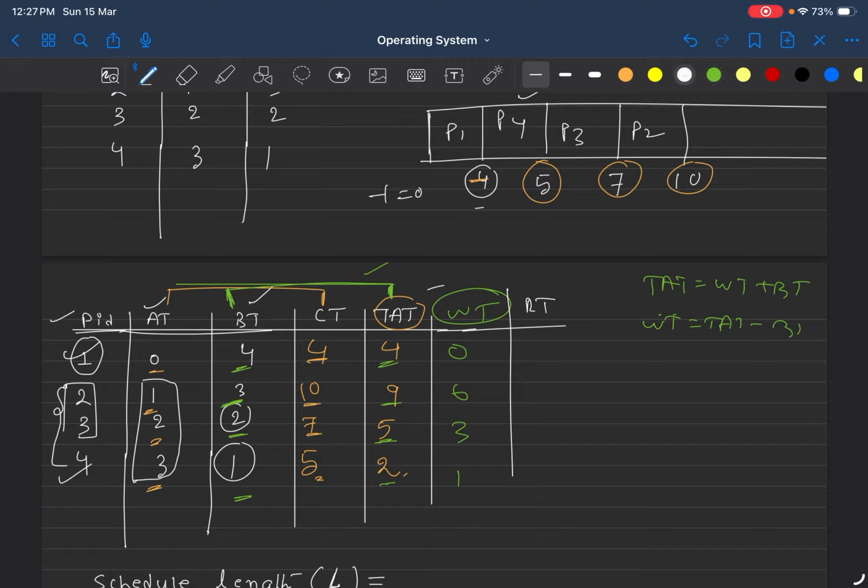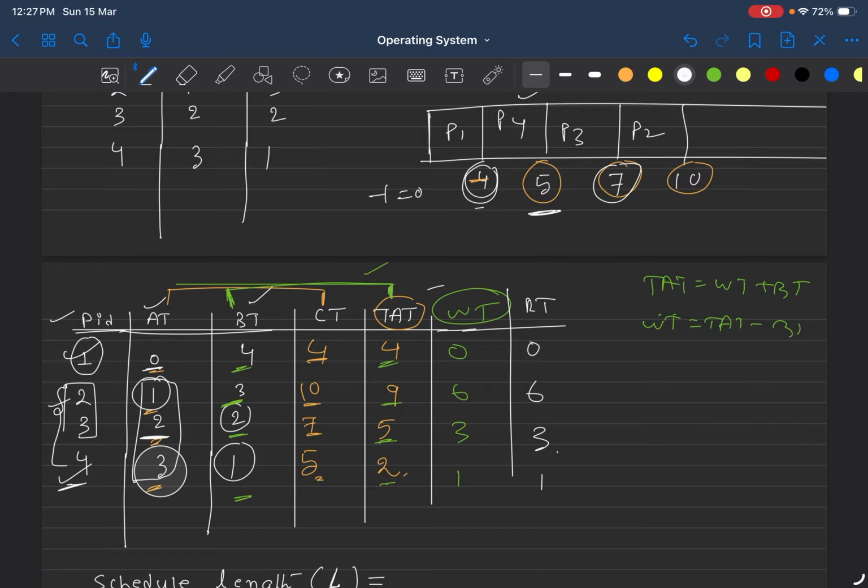Now let me calculate the response time as well. What is the response time? Response time is the duration between the arrival and the time at which the process is scheduled for the first time. P1 arrived at time t equal to 0 and is scheduled at 0, so the difference is 0. P2 arrived at t equal to 1 and is scheduled for the first time at 7, so 7 minus 1 is 6. P3 arrived at t equal to 2 and is scheduled at 5, so 5 minus 2 is 3. P4 arrived at time 3, and is scheduled at time t equal to 4.